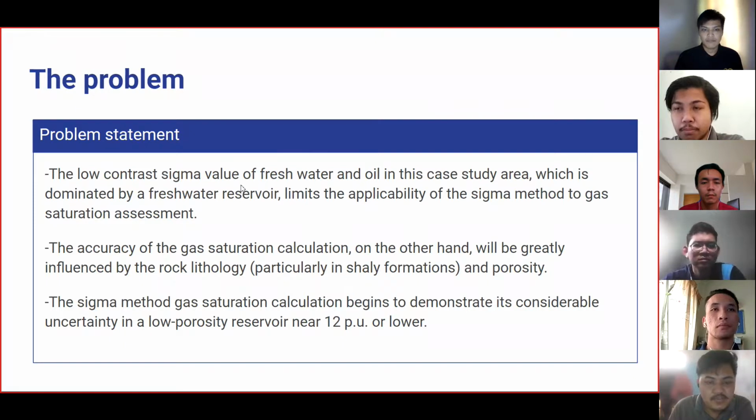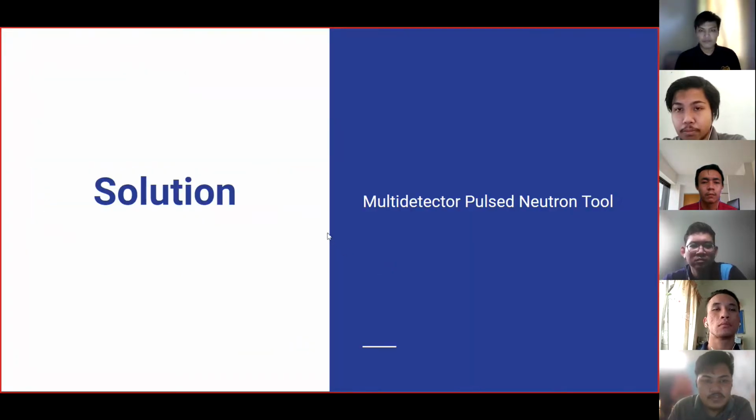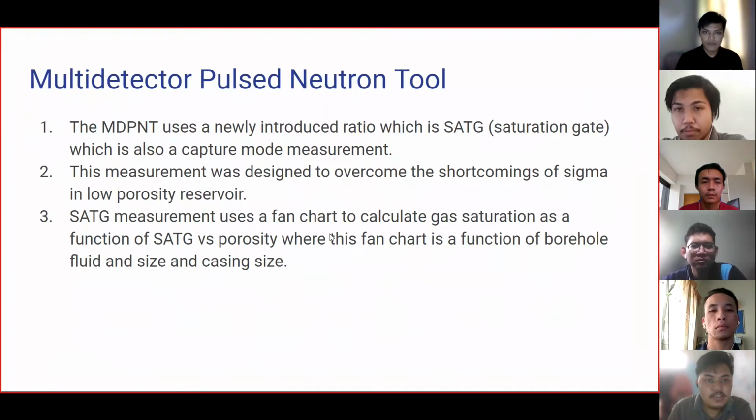The sigma method gas saturation calculation can begin to demonstrate considerable uncertainty in a low porosity reservoir near 12 porosity unit or lower. And for the solution, we have the tools, namely multi-detector pulse neutron tools. Basically, this tool uses a newly introduced ratio, SATG, which is the saturation gate, which is also a capture mode measurement. This measurement was designed to overcome the shortcomings of sigma in low porosity reservoirs.